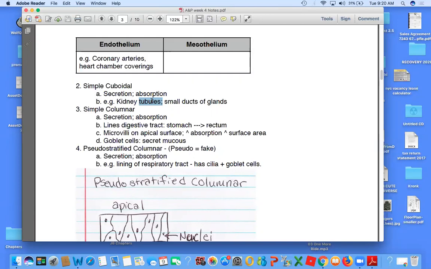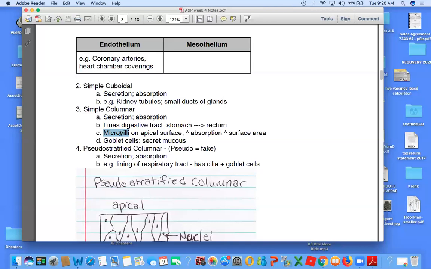Now, simple columnar, a column has a lot of meat and potatoes to it, a lot of cytoplasm, so it secretes and absorbs even more. And all of your lining from stomach to rectum of your body is made of simple columnar, all right? There are a lot of what we call microvilli, which are little hills. Microvilli are little hills on the surface, the apical surface of simple columnar epithelial.